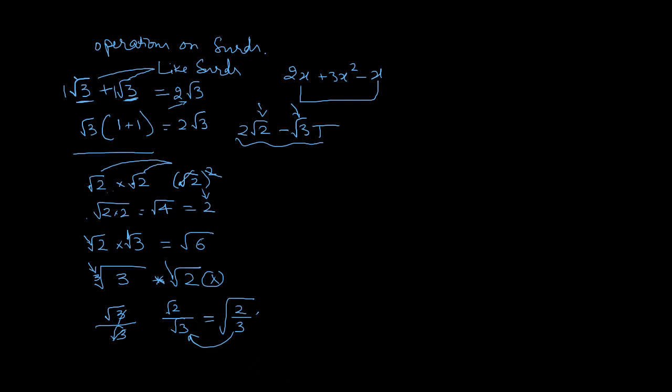So let's try to solve one of the questions and try to understand this a little bit more. Root 2 plus root 3 divided by 3 root 2 plus 2 root 3, you need to show that in the format of p plus q root 6.